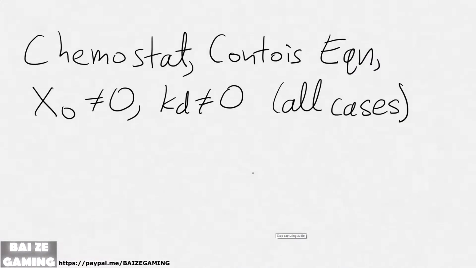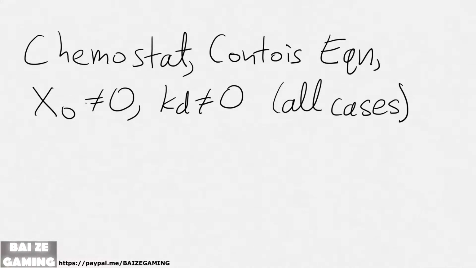Okay, so how about we solve some chemostat problems, but instead of using the Monod equation, let's use the Contois equation, which is another kind of equation that can be used to relate UG to UM. And for this one, I will be considering all cases.